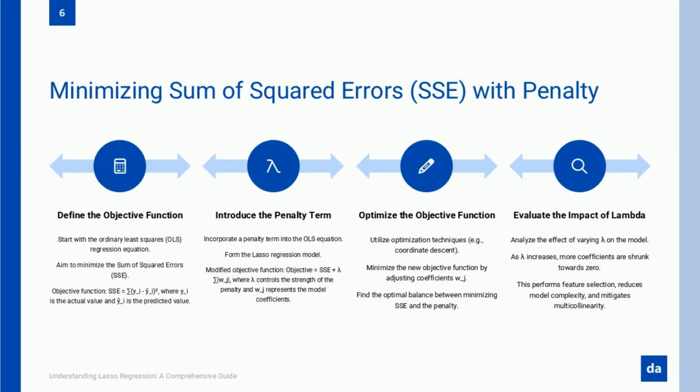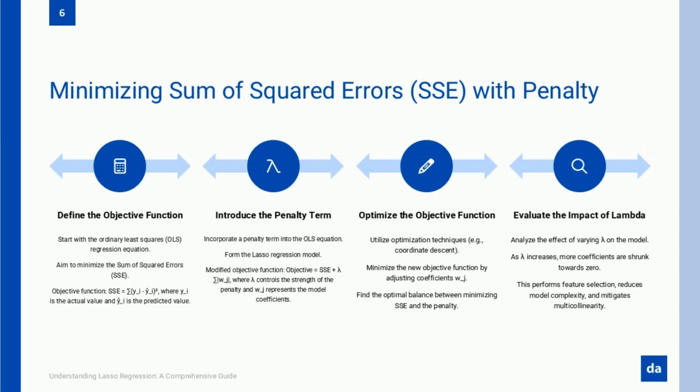Here's how cross-validation works. First, we split our data set into multiple parts, some for training, some for testing. Instead of using all our data at once, we train the model on one portion and test it on another. Then, we repeat this process with different values of lambda and see how well the model performs.